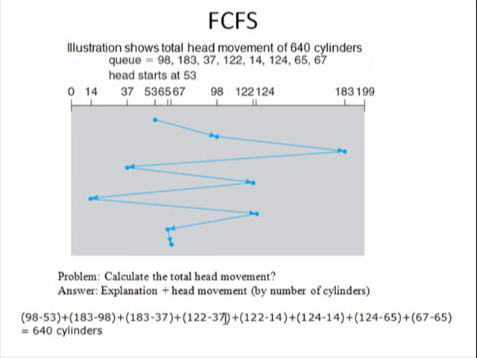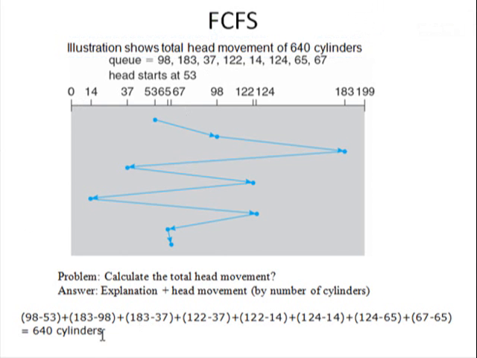Then the head moves from 122 to 14, so the difference is given by 122 minus 14, as you can see here. Then it will move to 124, so the difference is 124 minus 14. Then the head moves from 124 to 65, so 124 minus 65 will give you the head movement. And finally, the head moves from 65 to 67, so 67 minus 65 will give you the head movement in terms of cylinders. If you add all these head movements together, you get the total head movement, and it will come out to be 640 cylinders.